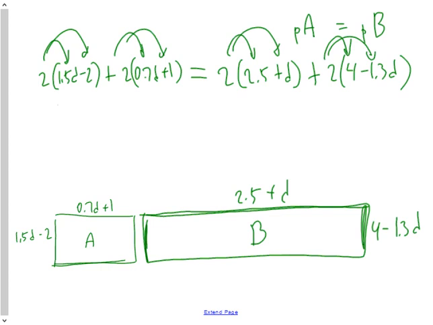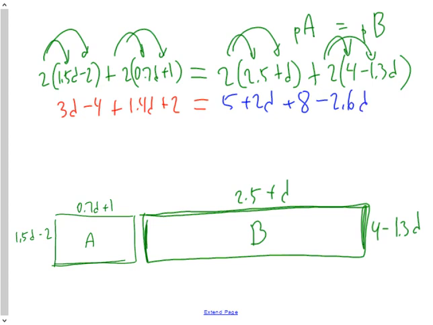Two 1.5d's is 3d. Two negative 2's is negative 4. 2 times 0.7 is going to be a positive 1.4d, and 2 times 1 is a positive 2. I'm going to use blue for the other side just because I can. Two 2.5's is 5, and 2 d's are plus 2d. 2 4's is going to be a plus 8, and 2 negative 1.3d's is going to be negative 2.6d. So the green, which was the complex expressions that represented the perimeter of each, have now become the red and the blue.